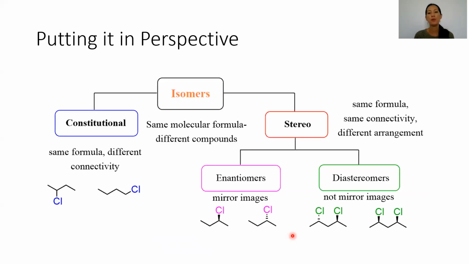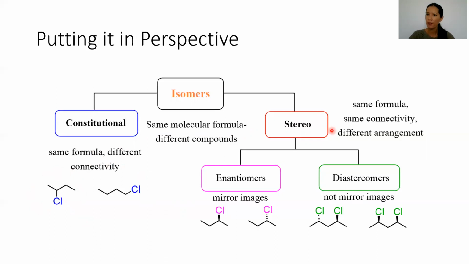Let's put into perspective what we've learned so far. Overall, we were talking about isomers that have the same molecular formula, but are different compounds. We've seen that constitutional isomers can have the same formula, but different connectivity. Here the chlorine is in the 1 position, 1-chlorobutane. Here it's 2-chlorobutane. They get different names, with the same formula and different connectivity, so those are constitutional isomers.